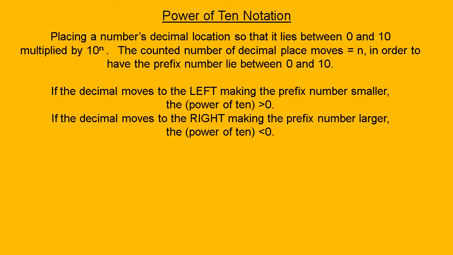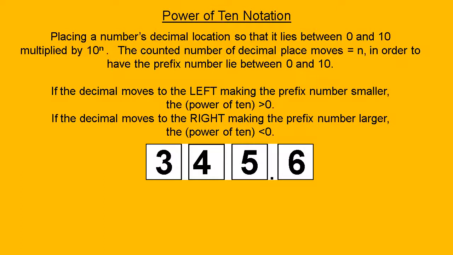Just as a reminder, placing a number's decimal location so that it lies between 0 and 10, multiplied by a power of 10, is called the power of 10 notation. If the decimal point of the original number is moved to the left, it makes the prefix number smaller, and the power of 10 is larger than 0. If the decimal point moves to the right, making the prefix number larger than in the original number, then the power of 10 becomes less than 0.